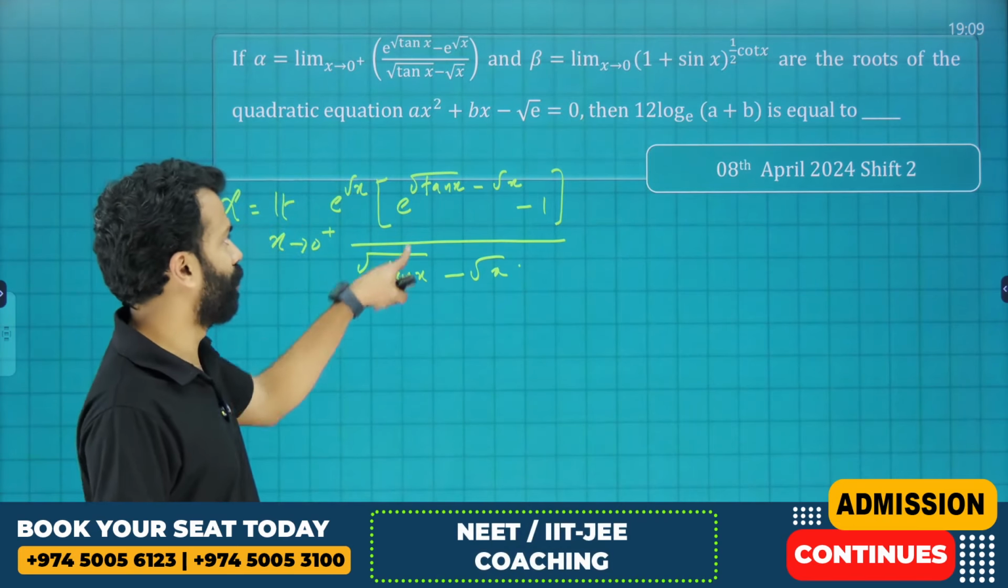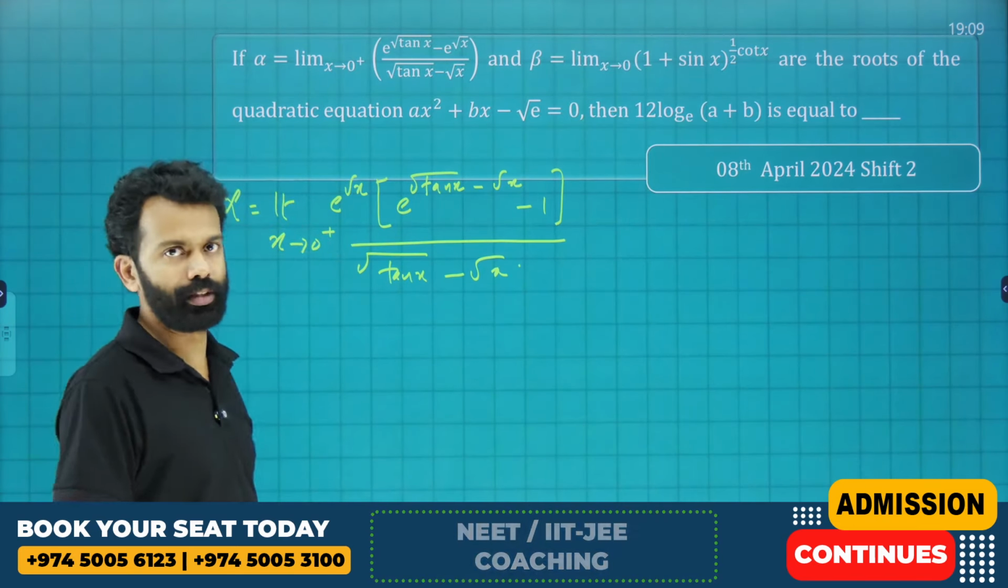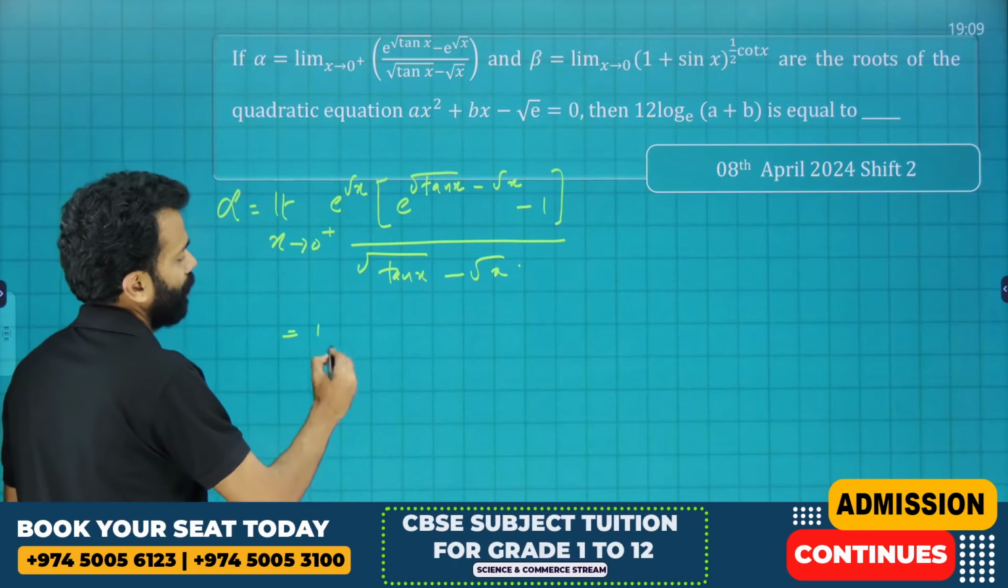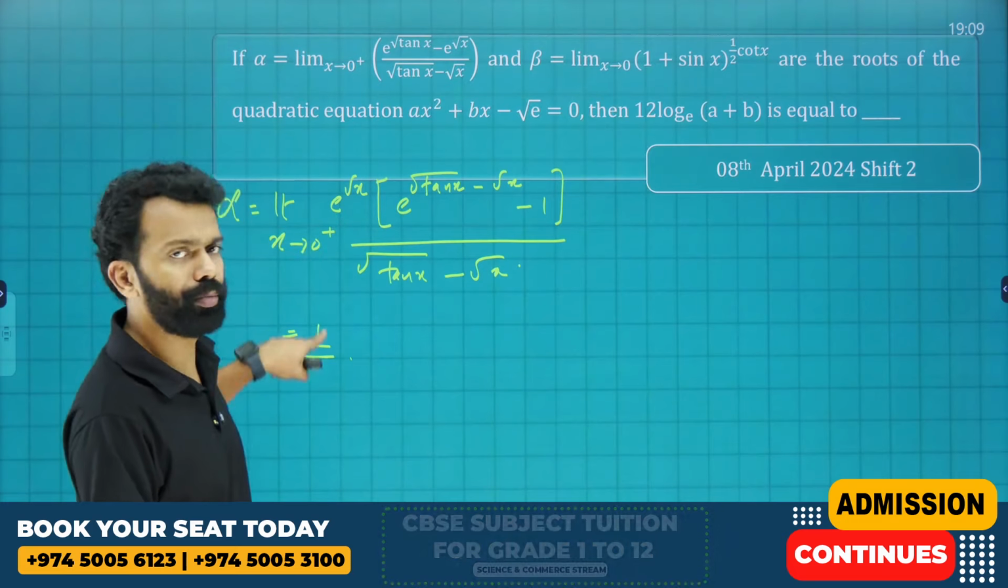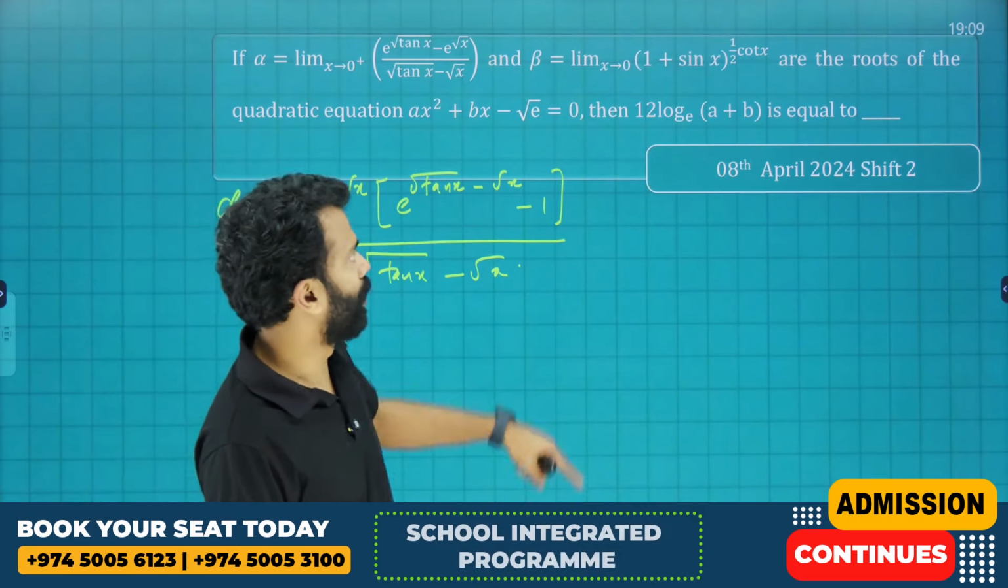It's very easy, right? This is 1. And what is x tends to 0 plus root x? That is 1. Therefore, what is the value of alpha? It's a standard result. That is 1, and if you apply here, it will be 1. Okay. Therefore, what is beta?